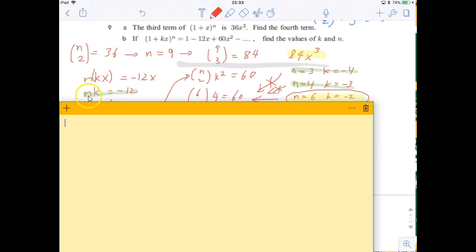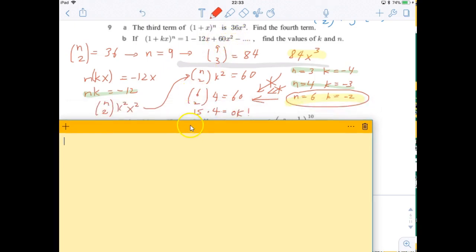So the Pascal's triangle coefficient and this k coefficient multiplied together give us negative 12. Okay, that's a good clue. So we don't know k yet, we don't know n yet, but we do know that when n and k are multiplied together, we get negative 12. That's interesting.